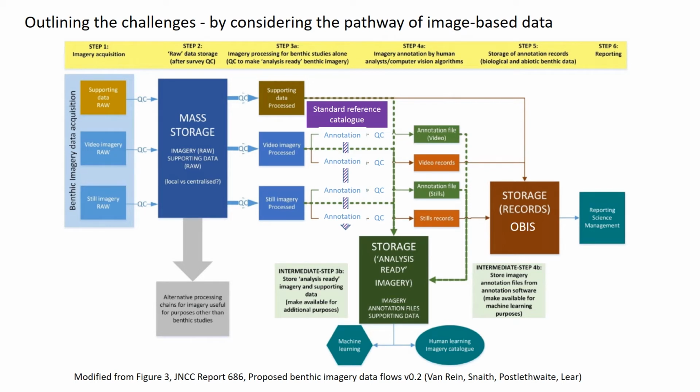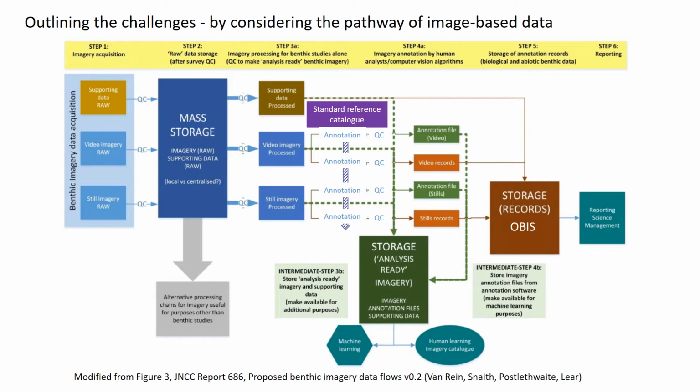I'm going to do that by way of this diagram, which shows the pathway of image-based data from collection of the raw data through to storage of the eventual biodiversity records. The diagram you can see on this slide here comes from a JNCC report from the Big Picture Working Group. And it was developed by Van Rijn, Smith, Postlethwaite and Lear, and I've adapted it slightly for the international perspective that we have in this meeting.